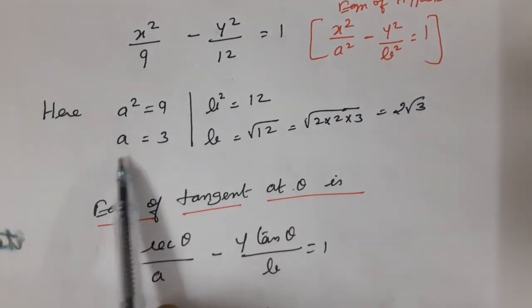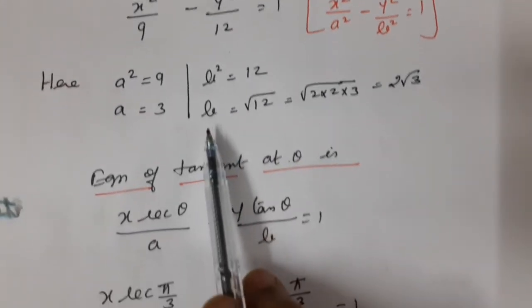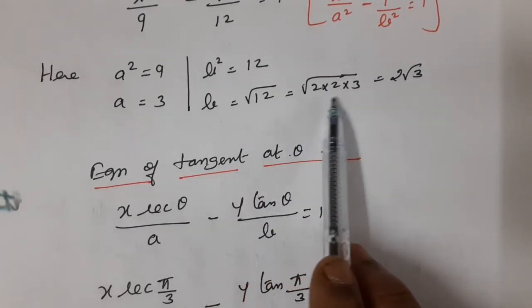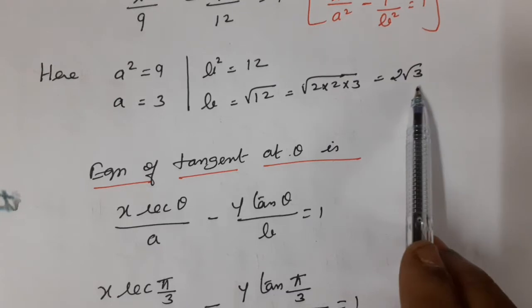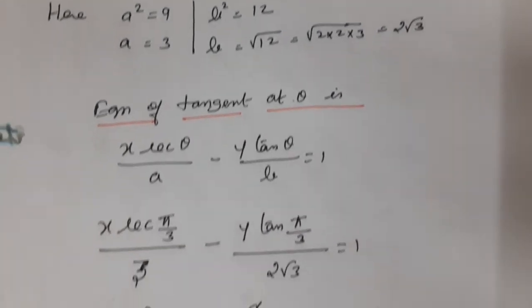A square equal to 9 means a equal to what? 3. B square equal to what? 12. B square equal to 12 means what is our b? Square root of 12, 2 into 3, take 1 to 2 into root 3. Now we are going to find the a value as well as b value.